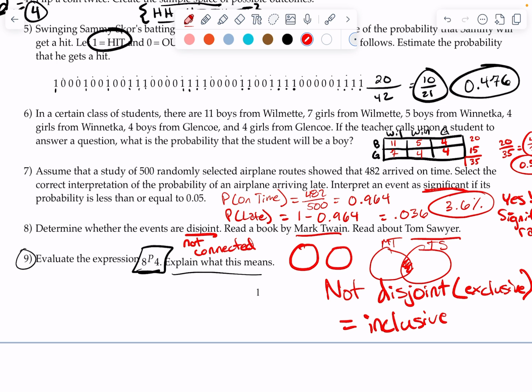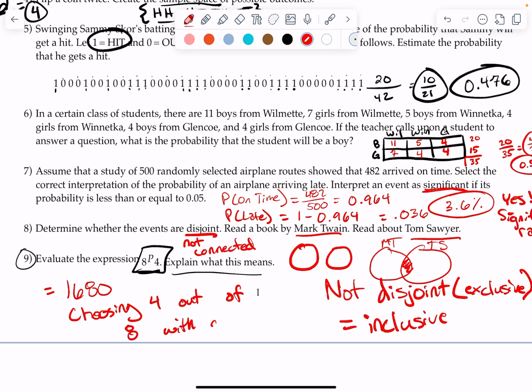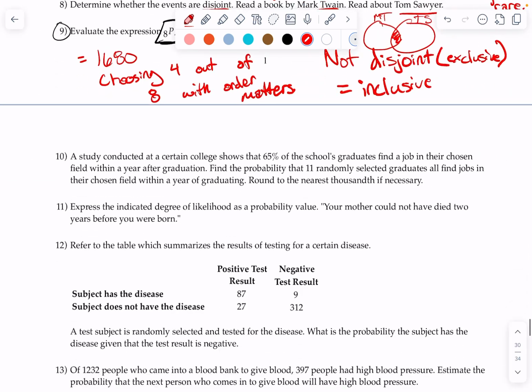All right, evaluate the expression 8P4. 8P4 is 1680. Okay, explain what this means. You are choosing 4 out of 8 with order mattering. That's what that means. I don't even have a story problem context, but I can tell you that that's what 8P4 means. You're choosing 4 out of an 8 total with order mattering. Got it?